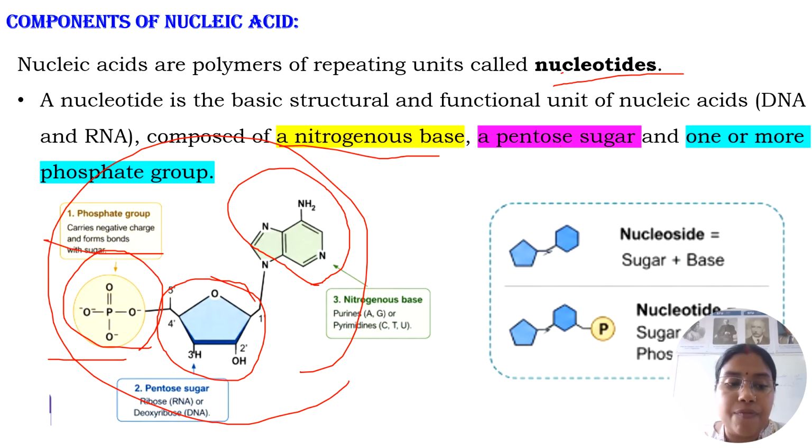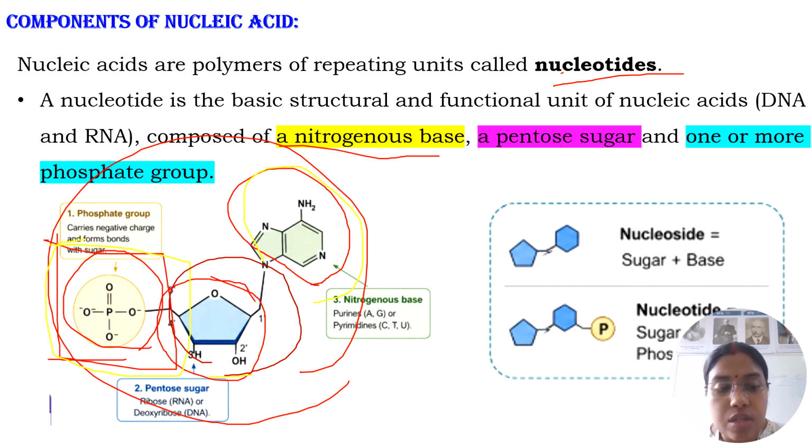If we remove the phosphate from the nucleotide, then the nitrogenous base and the sugar together are called a nucleoside. The pentose sugar is actually of 2 types: it can be deoxyribose and it can be ribose. The nitrogenous base is of 2 types: it can be purines, it can be pyrimidine. And the phosphate, it can be 1, it can be 2, it can be 3.